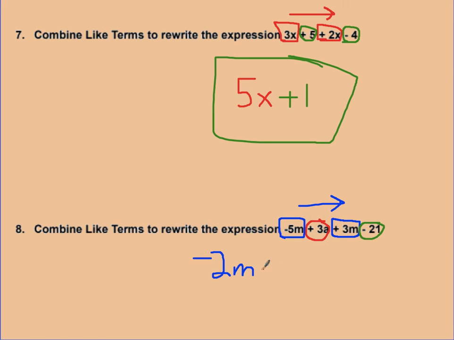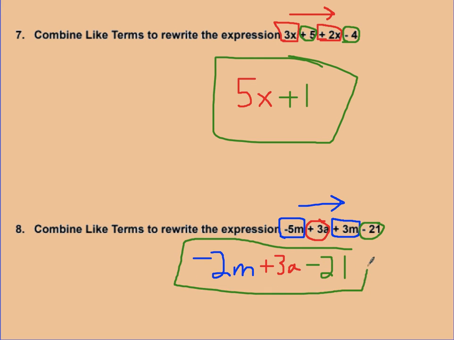And then I have this 3a. There's no other a's, so they have to just hang out by themselves. So plus 3a. And the same with this negative 21. There's no other constants here. No other numbers without a variable. Just that. All right? So there we go. That's how we combine like terms.